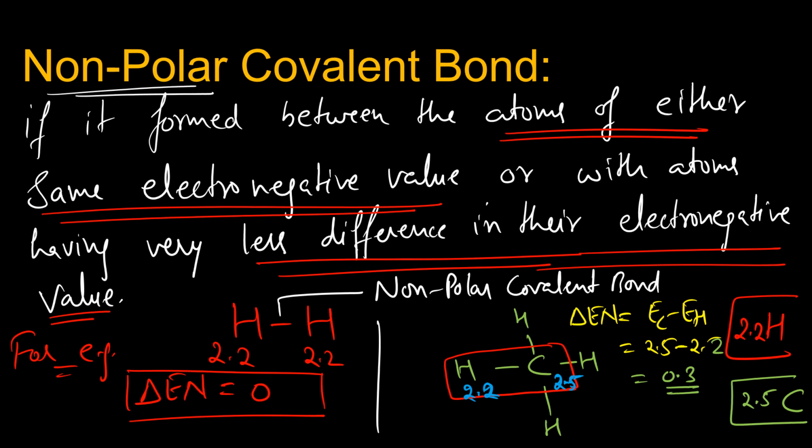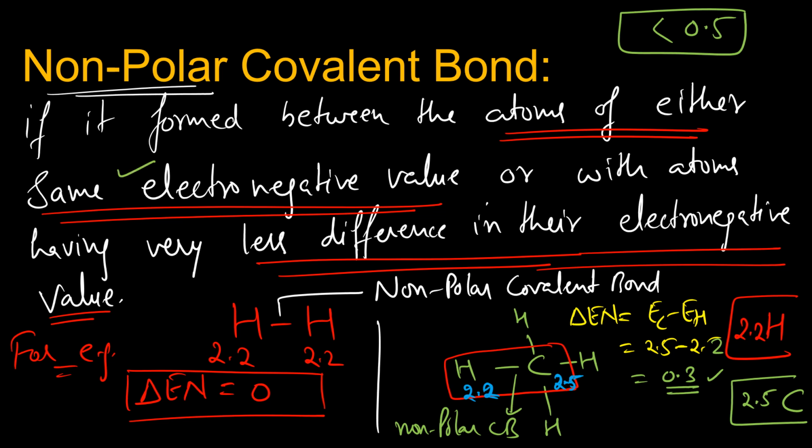As we know, we had discussed that we can see polarity only when the difference is more than 0.5. So here the difference is only 0.3. So that's why it is also going to be considered a non-polar covalent bond. Hope you got it. We will see a non-polar covalent bond either for atoms with the same electronegative value or with a very small difference in their electronegative values. Now let's check the single covalent bond.